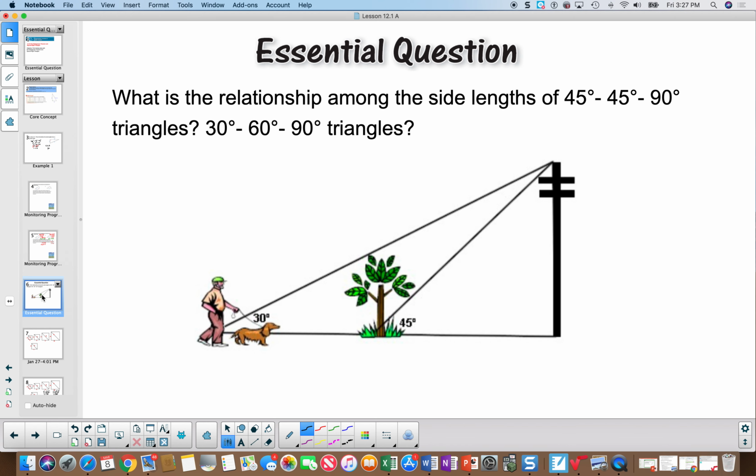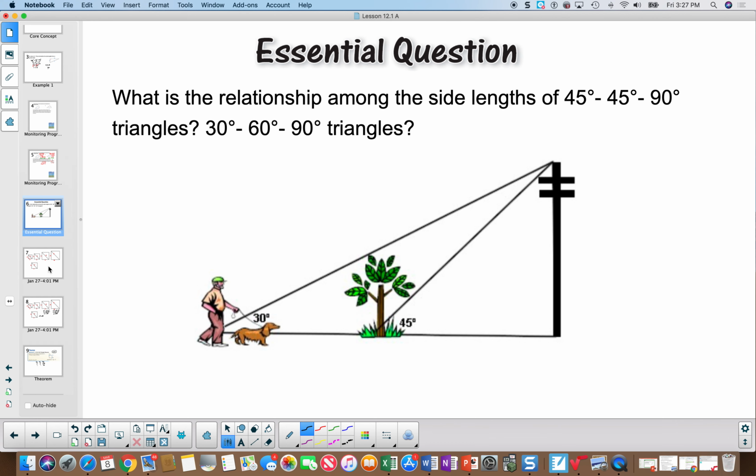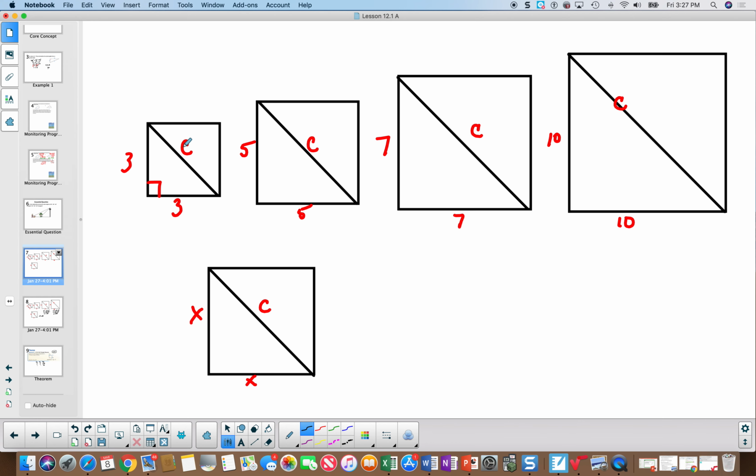Okay, let's take a look at the relationship on the sides of 45, 45, 90, and 30, 60, 90 triangles. We're going to use the Pythagorean theorem, so c squared is equal to 3 squared plus 3 squared. So c squared will be equal to 2 times 3 squared. I'm not going to make that a 9. Now I'm going to take the square root of both sides, and then c will be equal to, now here's a perfect square that can come out, and the answer is 3 root 2.